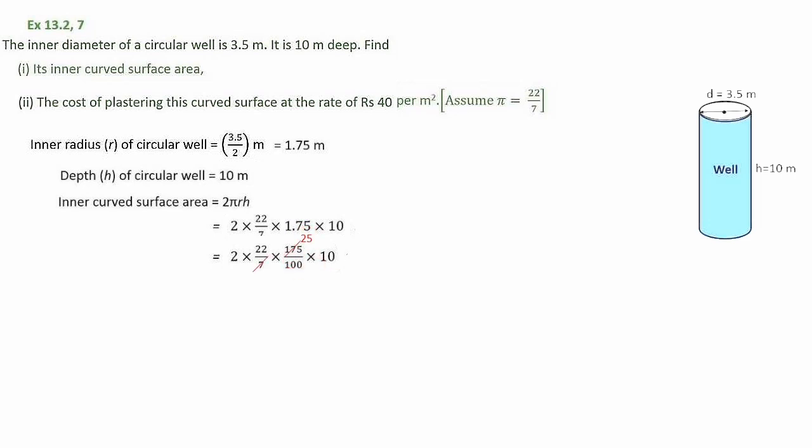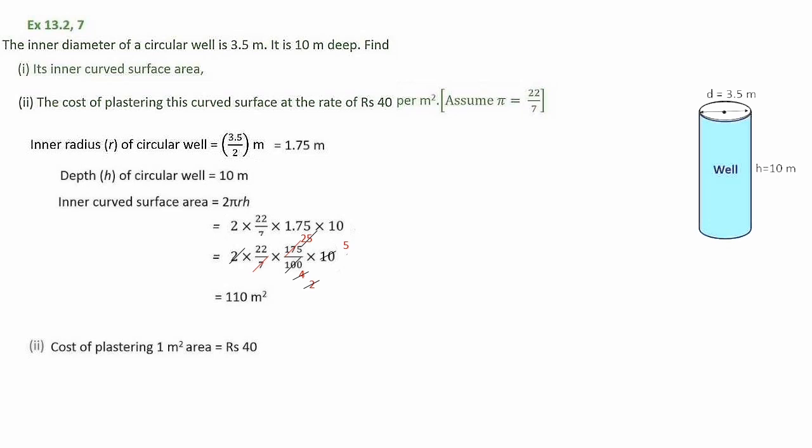So we'll go for cancellation. 7 and 175 will go 25 times. And this 25 and 100 we can cancel 4 times. And this 2 and 4 we can cancel 2 times. And this 2 and 10 we can cancel 5 times. So only 22 and 5 are the balance in the numerator. So 22 into 5 is 110 meter square. Next, the cost of plastering 1 meter square area is given to us as 40 rupees. Here is the cost of plastering this curved surface. Inside the well we are going to plaster it, and the cost of plastering is 40 per meter square.